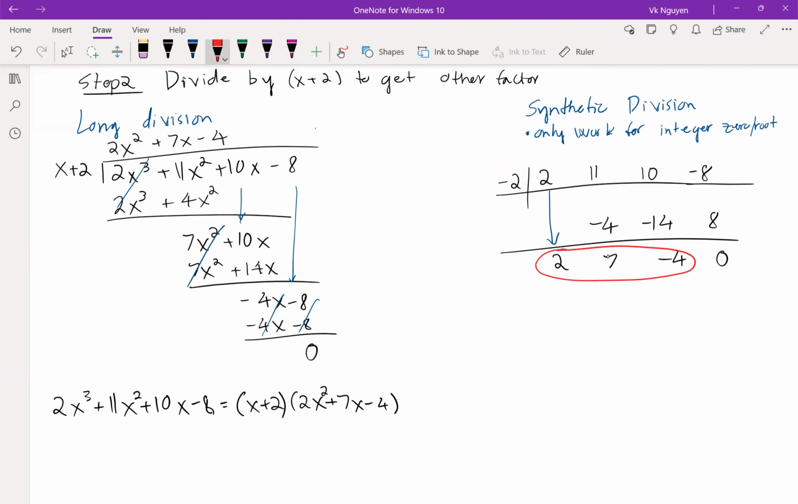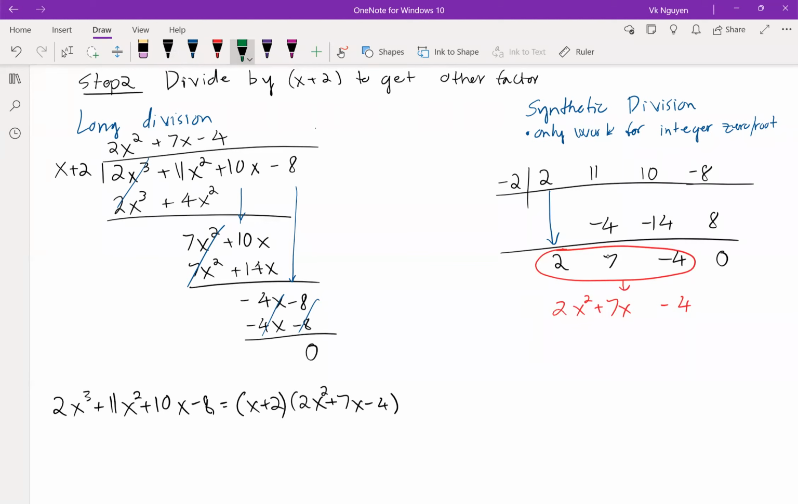2, 7, negative 4, corresponding to 2x squared plus 7x minus 4. That is the other factor. Pretty cool, huh? So now we can factor this out a little bit more, because the 2x squared plus 7x minus 4 can be factored out.